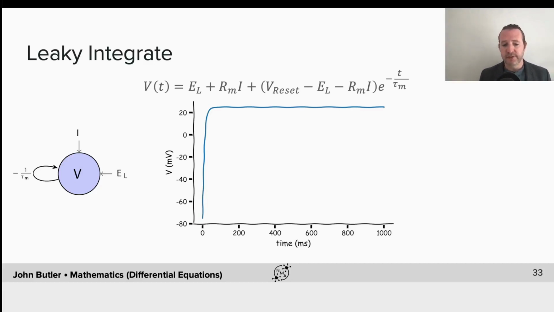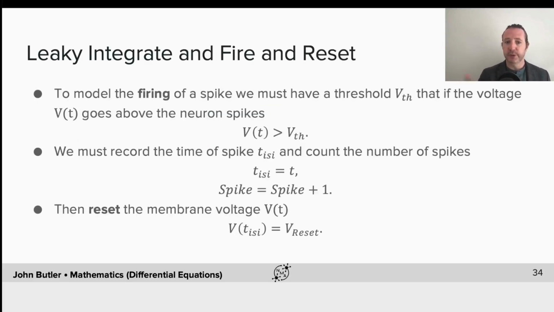Now, the question you have to ask yourself is, does this look like a spike? Does this look like a neuron? And immediately you should go, no. A neuron doesn't plateau at some very positive value. It normally stays around minus 75 because it requires a charge difference. So what's happening? What do we need to do? We need to model the fire part.